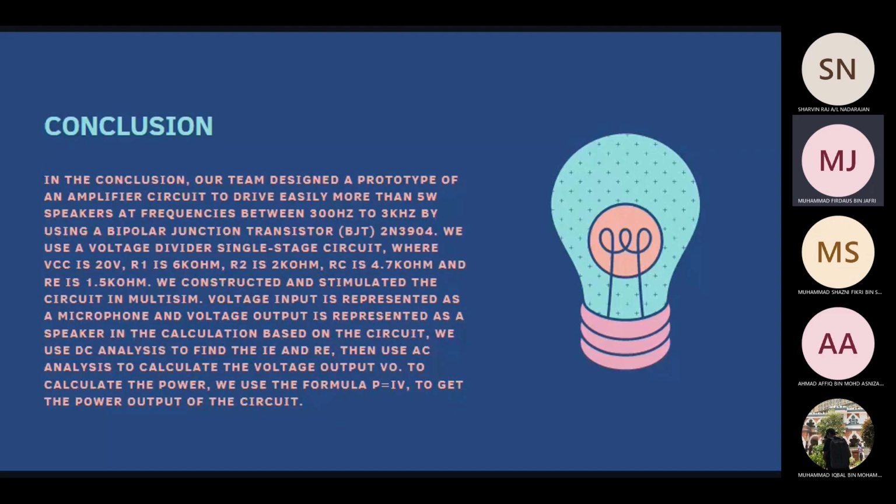The voltage input is represented as a microphone and the voltage output is represented as a speaker. In the calculation based on the circuit, we use DC analysis to find the IE and RE, then use AC analysis to calculate the voltage output VO. To calculate the power, we use the formula power equals current multiplied by voltage to get the power output of the circuit.